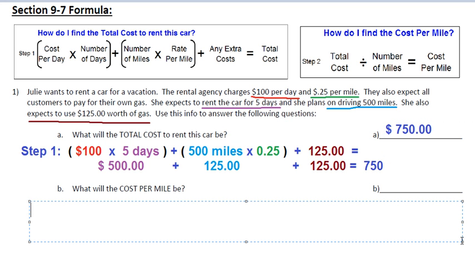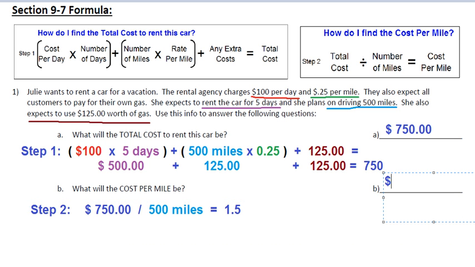Well, we want to figure out how much does that cost per mile. Well, to do that, we're going to use Step 2. We're going to take that $750 and we're going to divide it by the total number of miles that Julie expects to drive. 500. So we take 750, divide it by 500, and we get 1.5. Now, folks, don't just write 1.5. We got to make that look like money. What that means is it's $1.50 per mile.